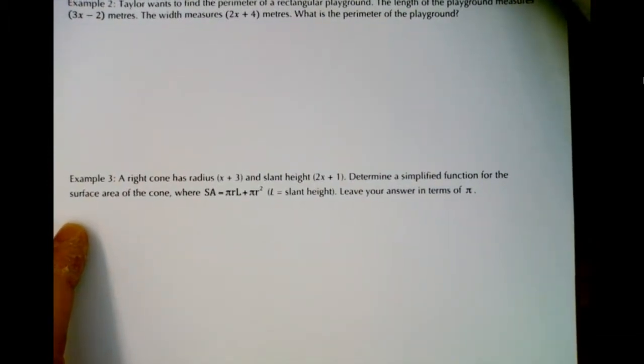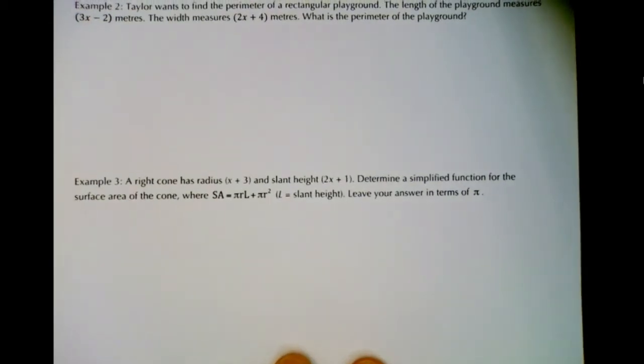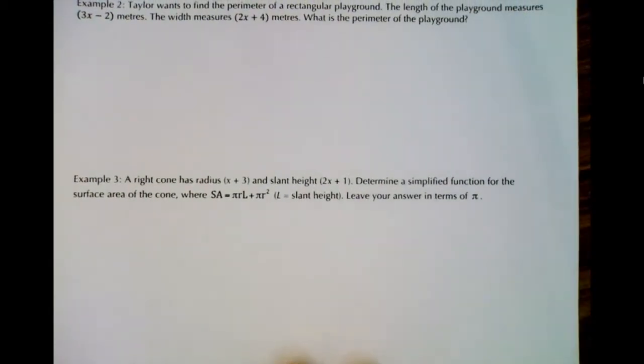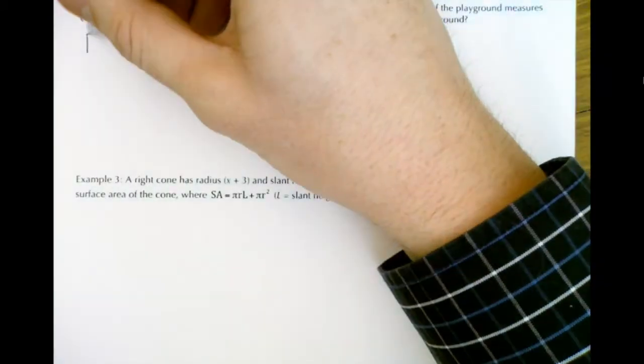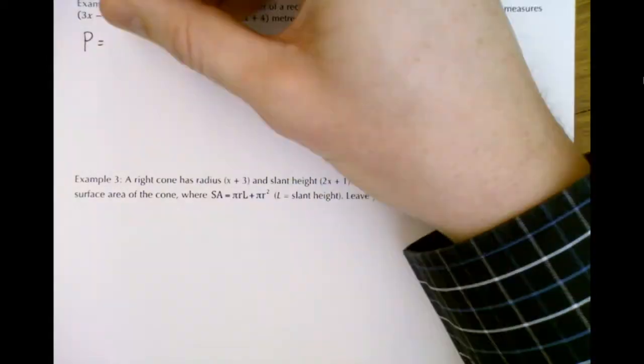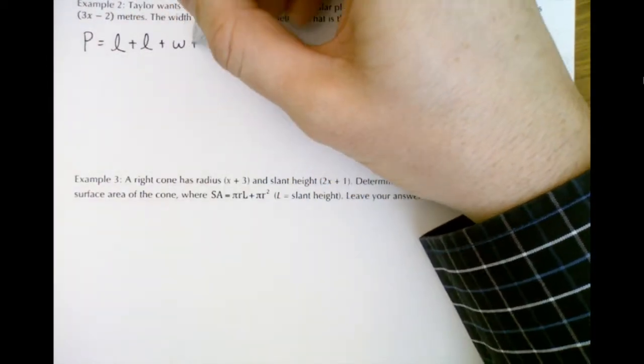Taylor wants to find the perimeter of a rectangular pond. The length of the playground, it's not a pond, it's a playground, measures 3x minus 2 meters, and the width is 2x plus 4 meters. What's the perimeter of the playground? How do you find the perimeter of a rectangle? Well, perimeter of a rectangle is length plus width plus length plus width.